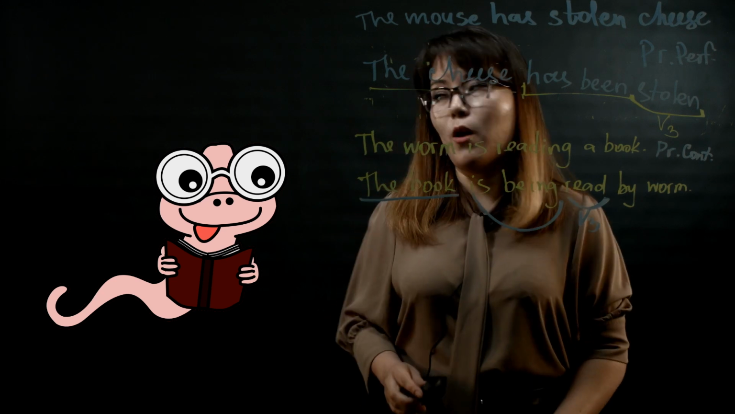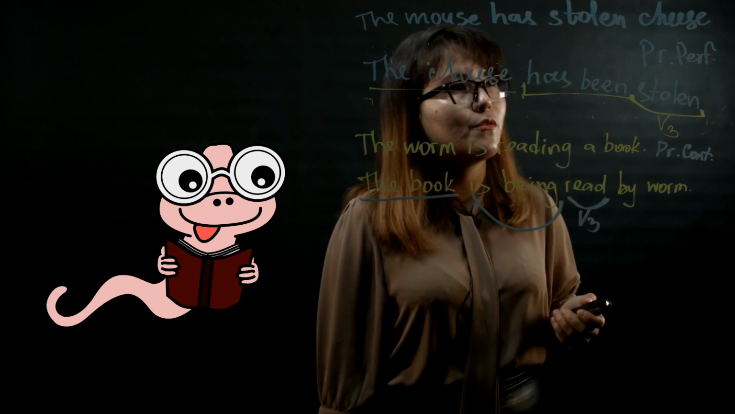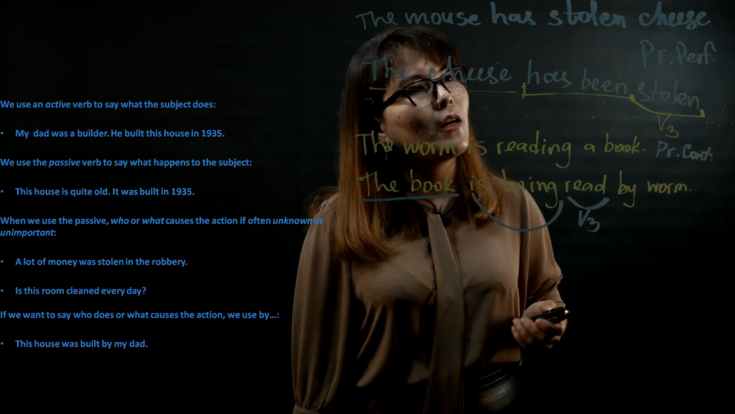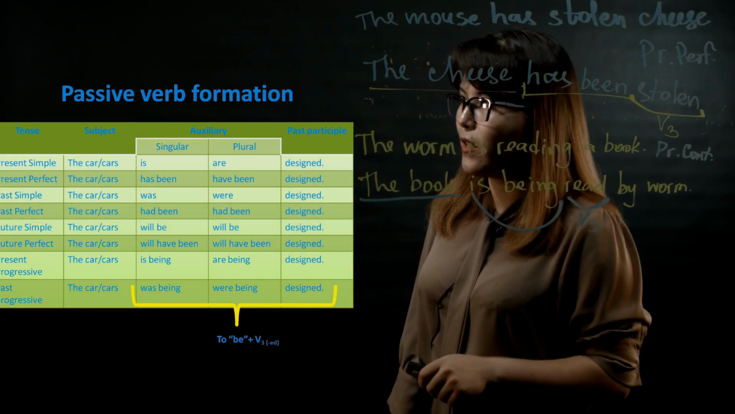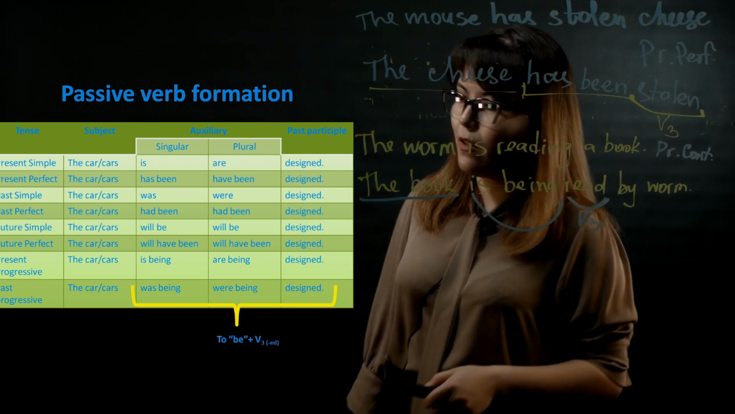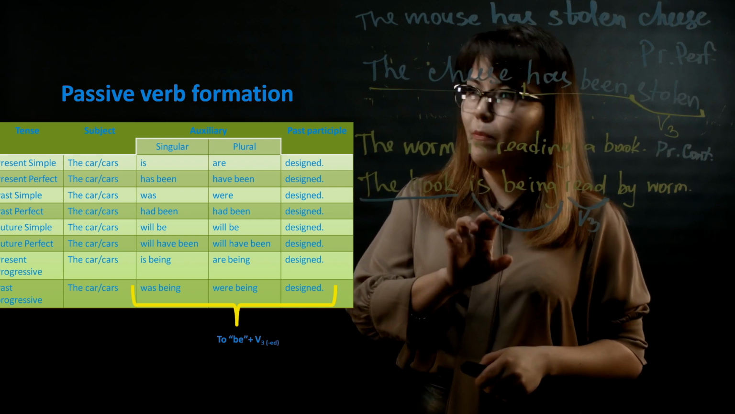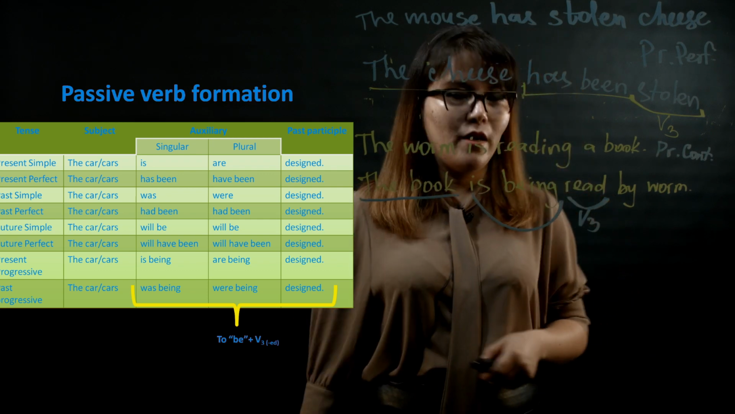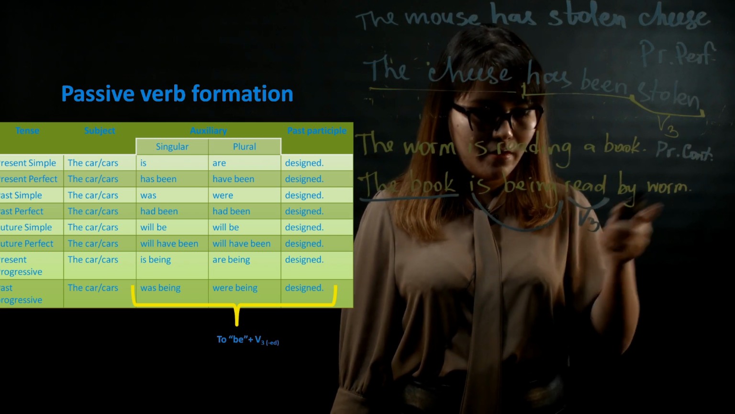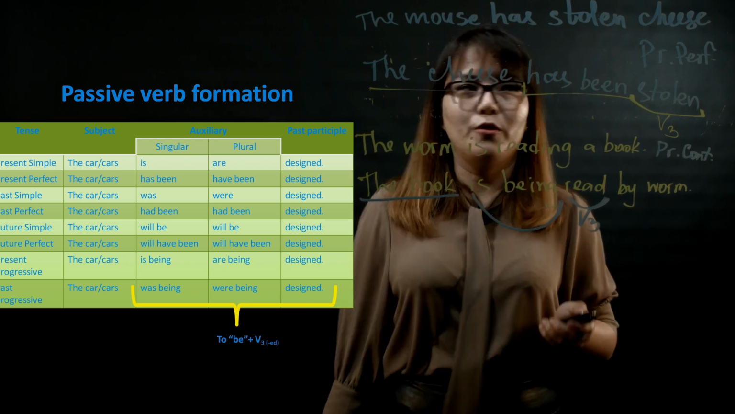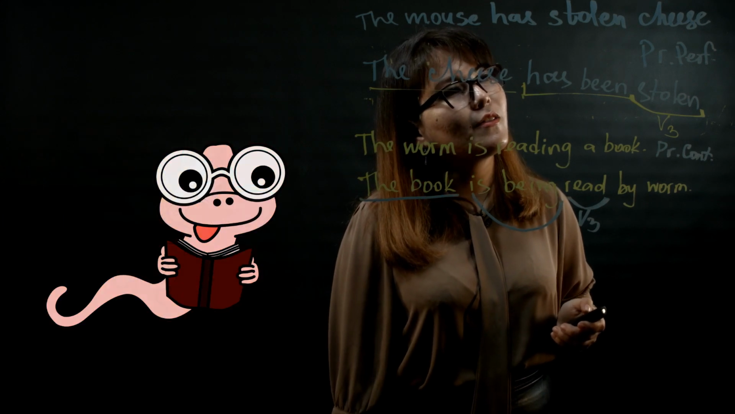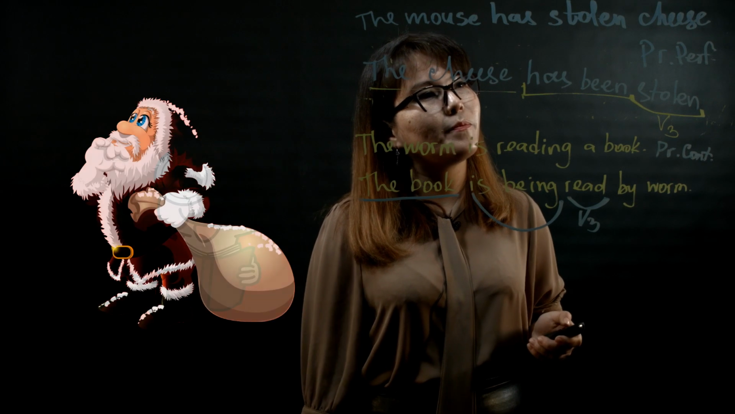So let's go to our table and check it out, whether it is right or not, correct or not. So present progressive or present continuous. Present progressive, the car is being designed. So the book is being read. Okay, this is correct. So the book is being read by worm. You may omit the additional information. It's up to you. And let's consider the next picture.